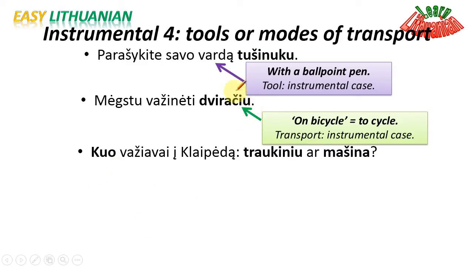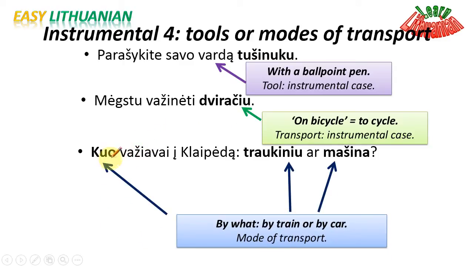Dviratis turns to dviračiu because a sound alternation happens. Nouns have a soft ending in instrumental, and since this is a soft ending, the t has to change to ch. So čiu, dviračiu. Sound alternation.